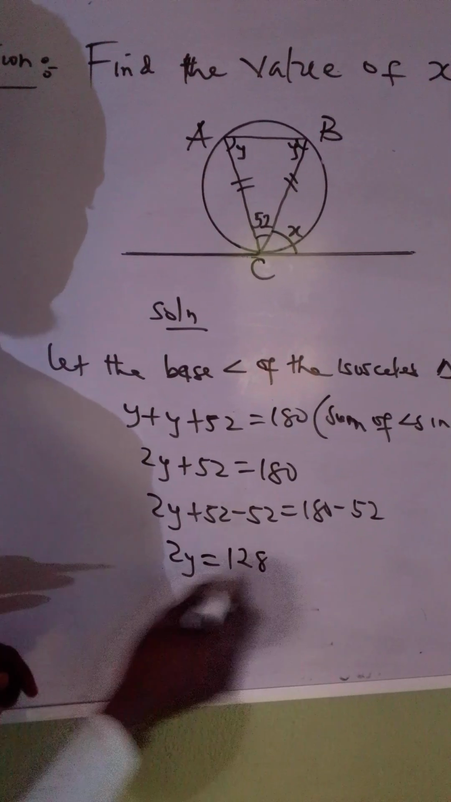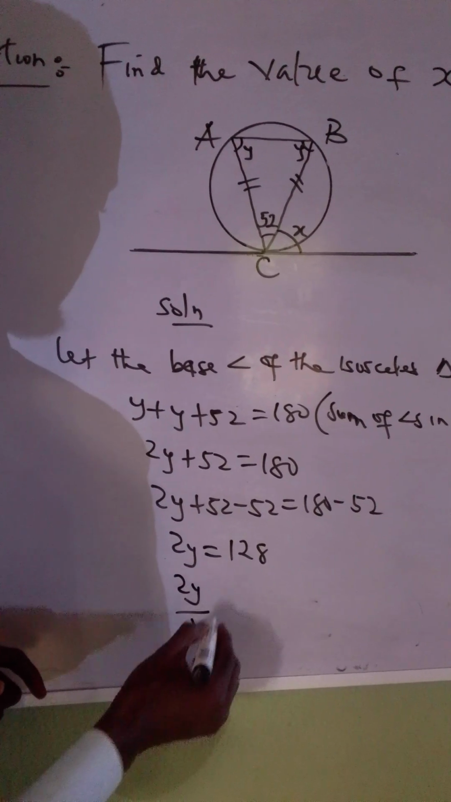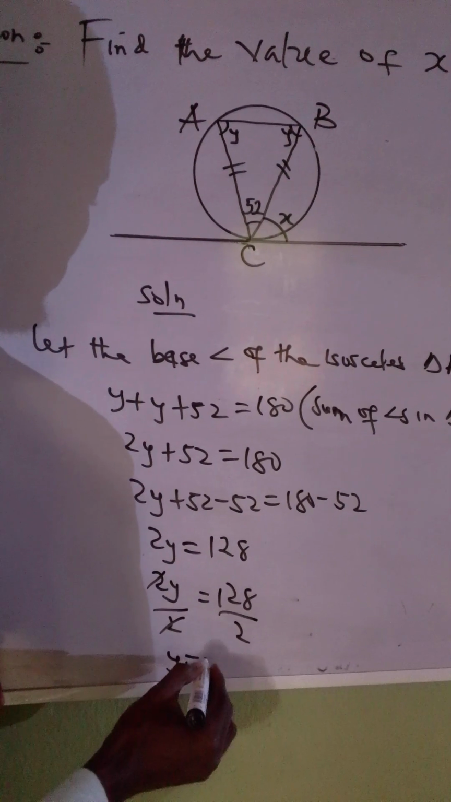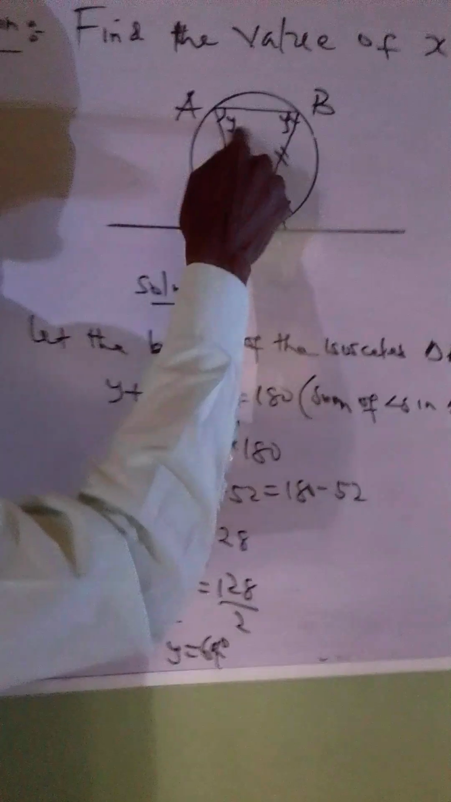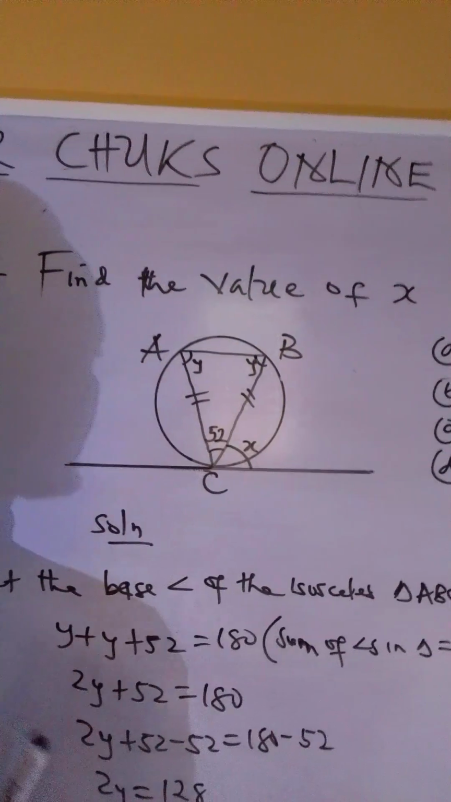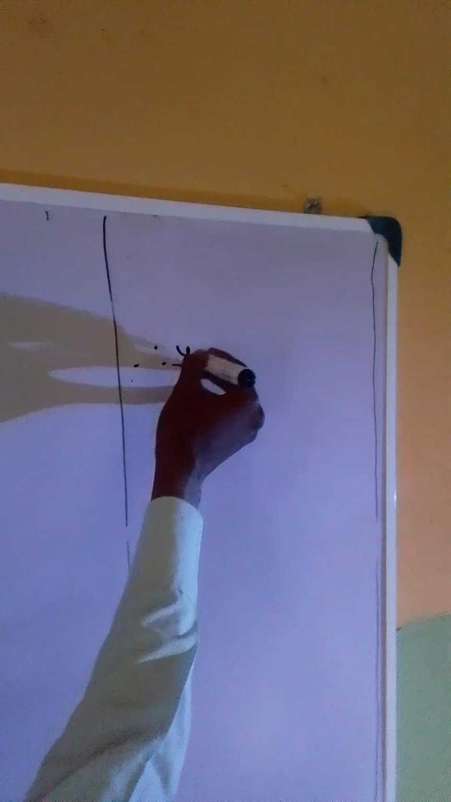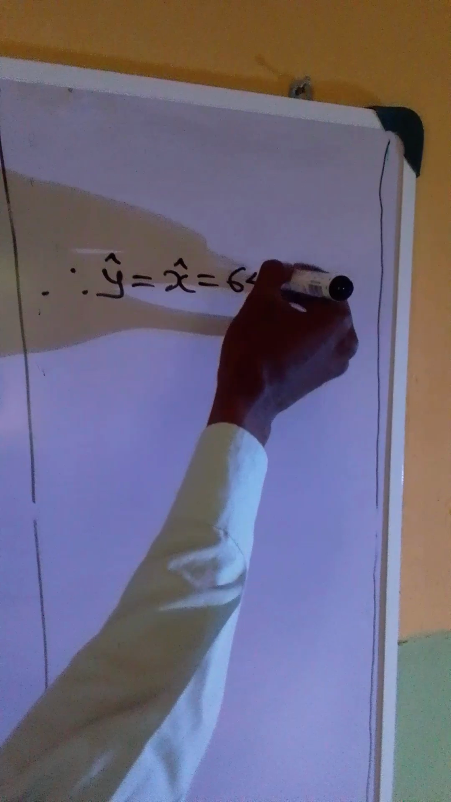128. Alright, so we divide both sides by the coefficient of y, which is 2. 2y divided by 2 equal to 128 divided by 2. 2 cancels 2, we have y equal to 64. So that means the base angle here is 64. Here is 64, and this one is also 64. So let's get y. I'll now say therefore angle y is equal to angle x, which is equal to 64 degrees.